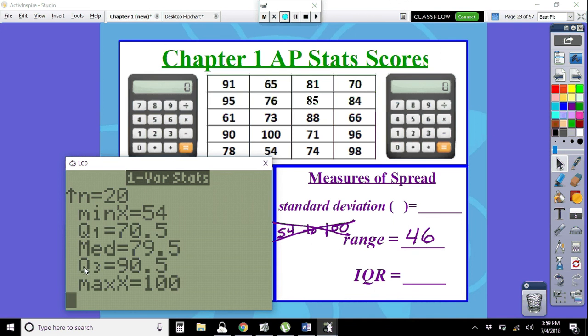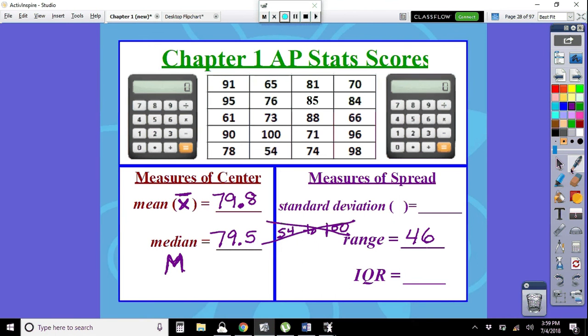All right, IQR, we said that was Q3 minus Q1, the third and the first quartile. And here's Q3 and here's Q1. So the third quartile is 90.5, the first quartile is 70.5. So the difference, 90.5 minus 70.5, gives us an IQR of 20. And again, just like the range, I want that specific value, that specific difference. So the middle 50% of test scores has a spread of 20.